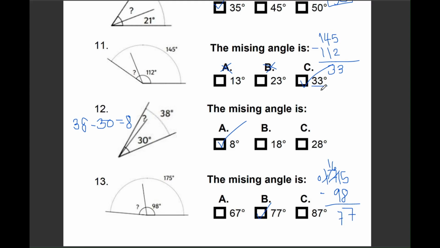Finally, question 12. We are asked to find the missing angle from a diagram showing 38 degrees and 30 degrees. The potential options are 8 degrees, 18 degrees, or 28 degrees. We can eliminate 18 or 28 degrees because they give the wrong difference. The correct answer, therefore, is 8 degrees. The formula or working is simply taking 38 minus 30, which equals 8 degrees.